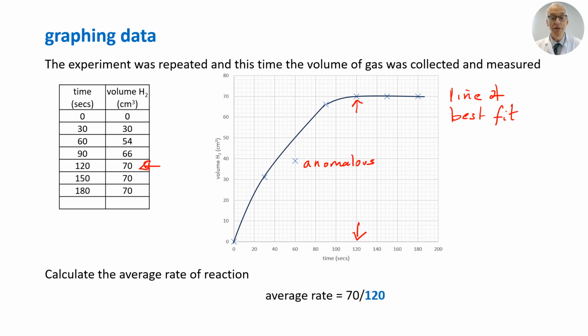So our average rate is the volume achieved, 70, at the point at which the reaction finished. So 0 to 120 seconds. So we divide 70 by 120 to give us a rate of 0.58 centimeters cubed per second. Just to reiterate, we're dividing by 120, not 180, because the reaction finishes at 120. That is, there is no further production of gas.